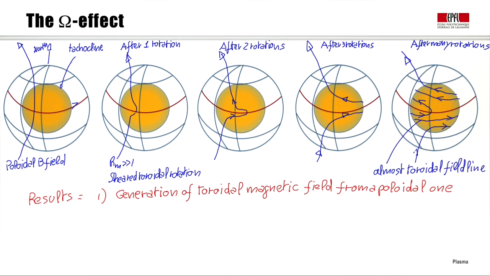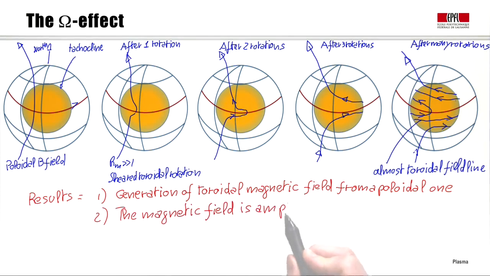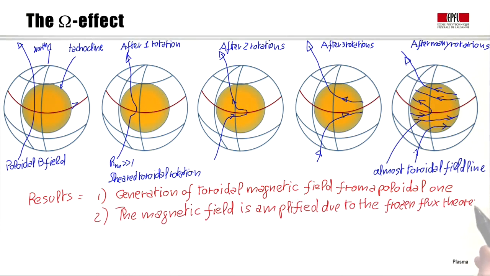The second important result is obtained by observing that the original magnetic field line has been stretched by the shear flow in the plasma. As a consequence, the magnetic field is amplified due to the frozen flux theorem. This effect of toroidal magnetic field generation from a poloidal magnetic field and the subsequent intensification of the toroidal magnetic field is usually referred to as the omega effect. And this is a well-established process in the solar dynamo physics.